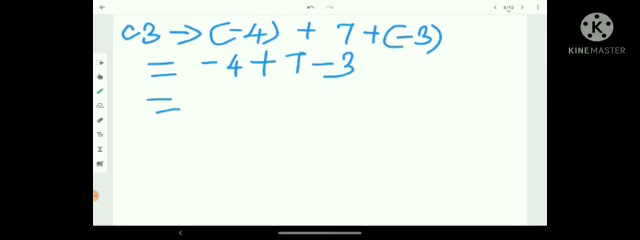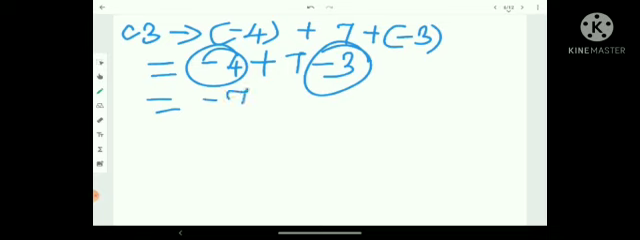So now here, minus 4 plus 7 minus 3. So now 4 and 3. So here both symbols are equal, no? Minus and minus. So we will first do it. Minus minus plus, so 4 plus 3, 7. So minus 7 plus 7, so 0. Okay, plus into minus minus. So 7 minus 7, 0.